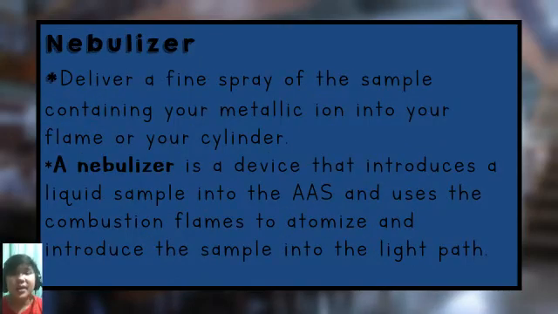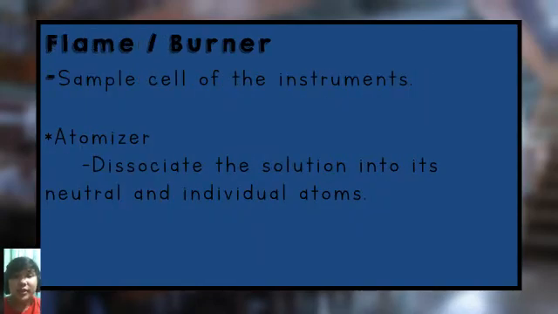Nebulizer: it delivers a fine spray of the sample containing your metallic ion into your flame or your cylinder. A nebulizer is a device that introduces a liquid sample into the AAS or FAAS and uses the combustion flame to atomize and introduce the sample into the light path. Flame and burner: this is the sample cell of the instrument. It is also an atomizer that dissociates the solution into its neutral and individual atoms.